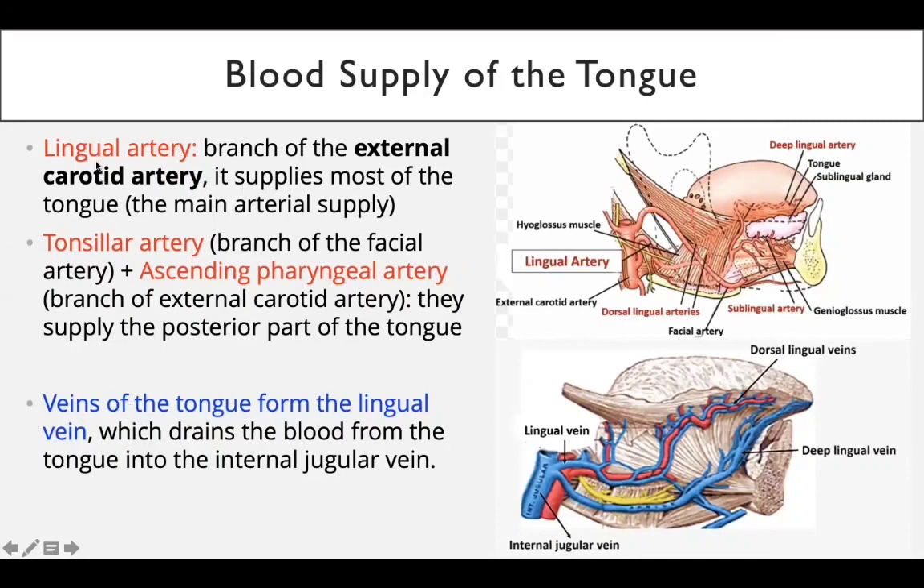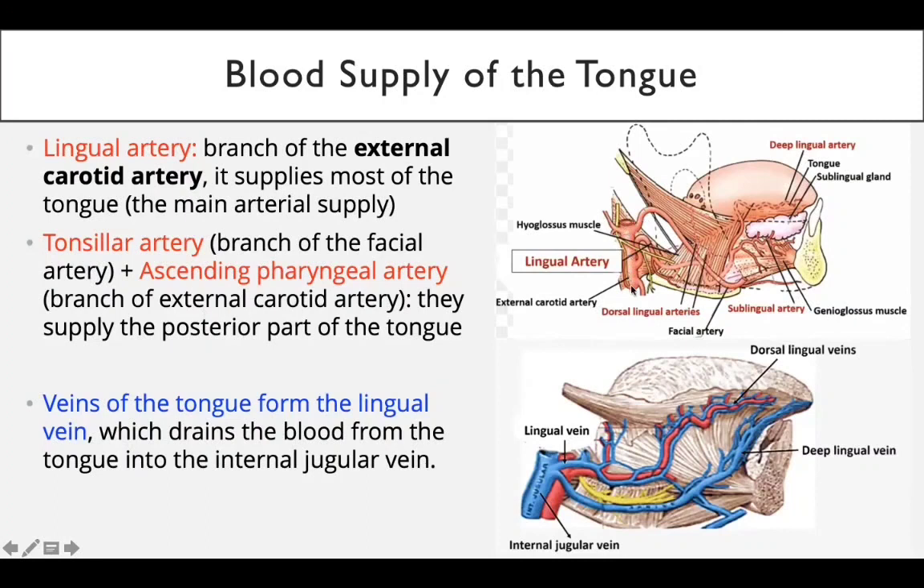Now let's read. The lingual artery is a branch of the external carotid artery. It supplies most of the tongue. So the main supply of the tongue will be the lingual artery. What's the remaining? Tonsillar artery and ascending pharyngeal artery. The tonsillar artery, as we know, is a branch of the facial artery, and the ascending pharyngeal artery is a branch of the external carotid artery.